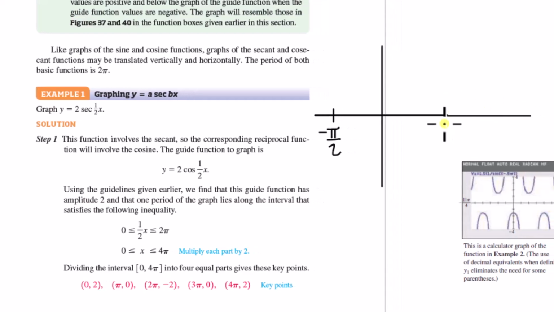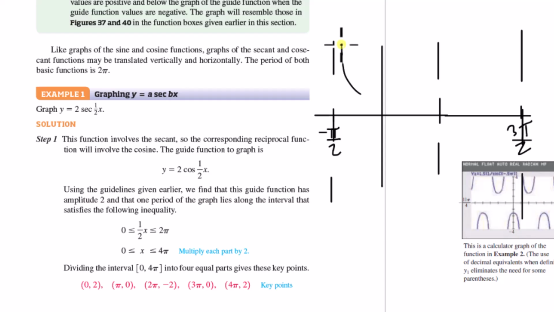So minus pi over 2, so pi over 2, and then we're back. 3 pi over 2 is coterminal with minus pi over 2. So then we would have these two intervals, right? But the period has been scaled up by 2, which means the distance from here to here, instead of being 2 pi, is going to be 4 pi.